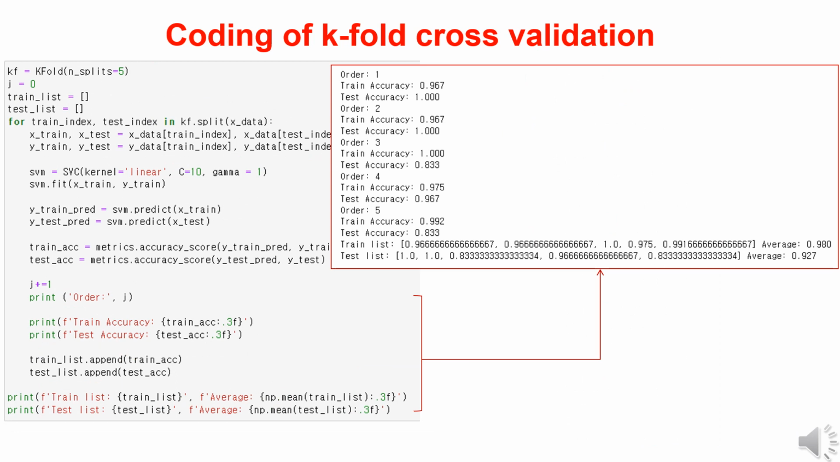Additionally, to calculate the average of the obtained accuracies from these 5 executions, we can do a simple calculation using Python coding. First, we create empty variables called train_list and test_list. We use the append command to store the accuracy results obtained from each execution in these variables. As a result, we obtain 5 accuracies from each iteration, as shown here. We can easily calculate the average of these 5 values using the np.mean command.